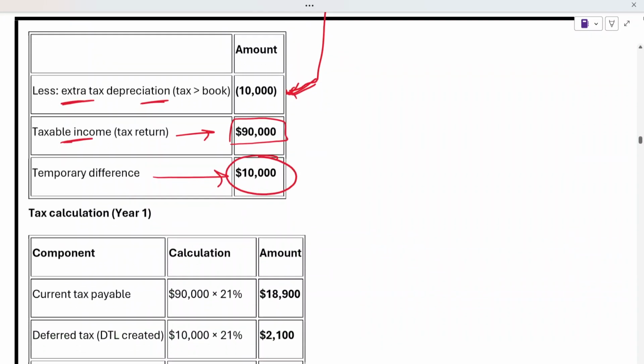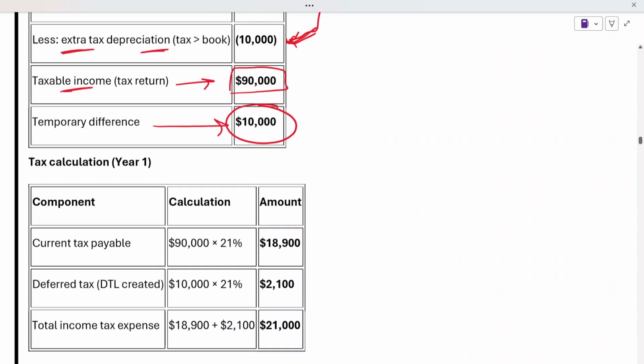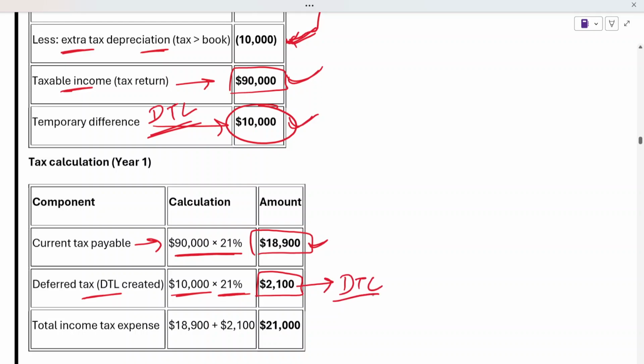And if you need to calculate the taxes today, you will say on this 90,000 I will be paying taxes, right? So on this 90,000 you will be paying 21% tax, which comes to 18,900. And this 10,000, this was a negative number, so this was your deferred tax liability item. And on this 10,000 you will be calculating 21%. So this 21% number is known as your deferred tax liability. This 10,000 was not your deferred tax liability, this was the deferred tax liability item on which the tax rate is applied, and this deferred tax liability is 2,100.